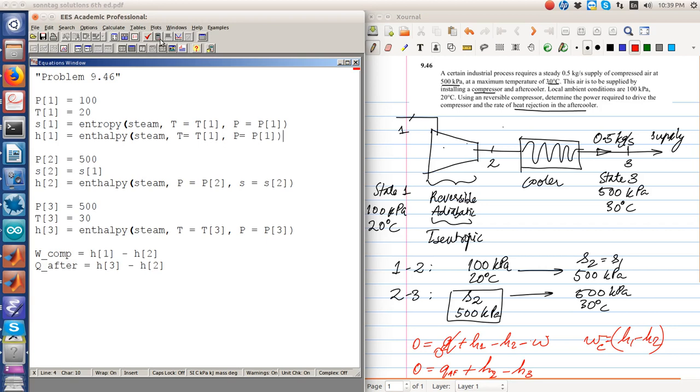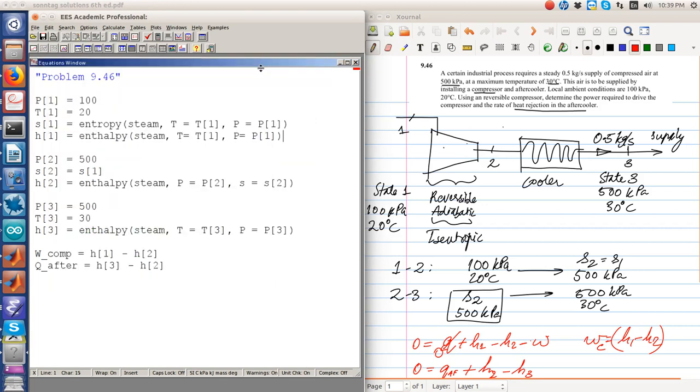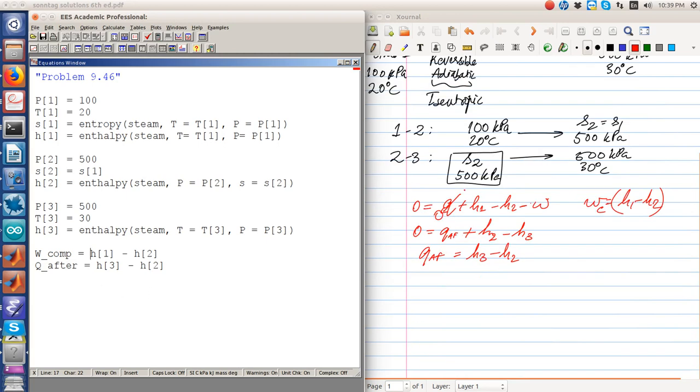Okay, let's see what do we obtain. The work input to the compressor. We have forgotten to multiply by the mass flux. Okay, that's the most common mistake. So obviously these are all specific quantities.